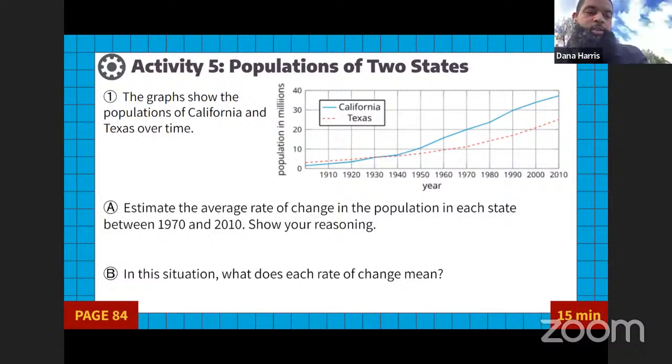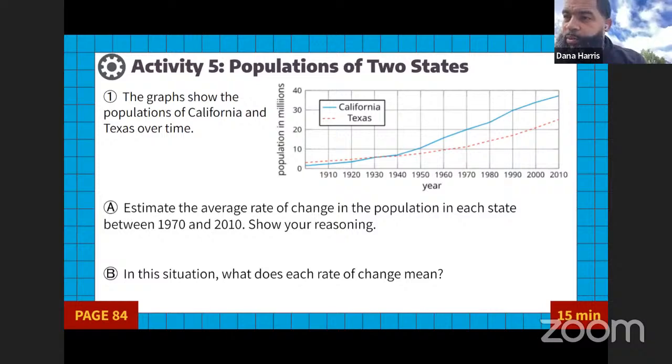Here we go. So activity 5 says the graphs show the populations of California and Texas over time. Estimate the average rate of change in the population in each state between 1970 and 2010. Show your reasoning.